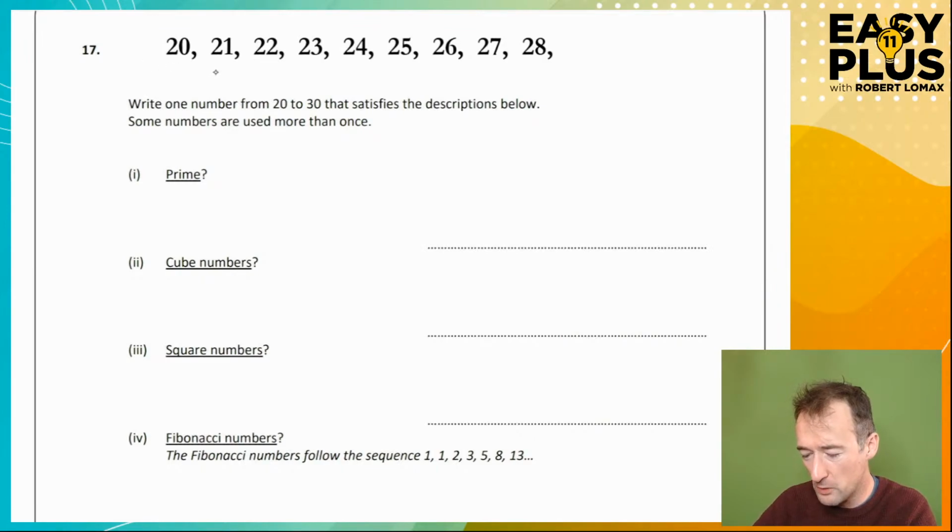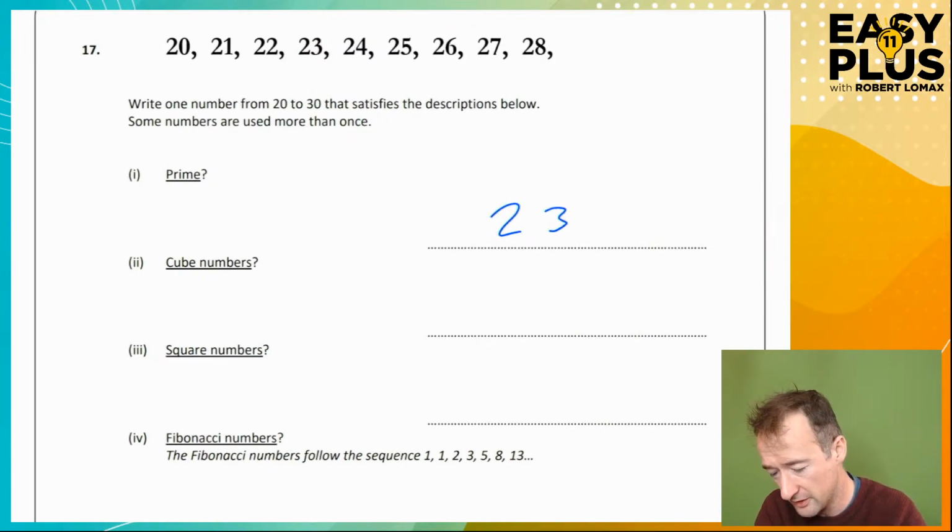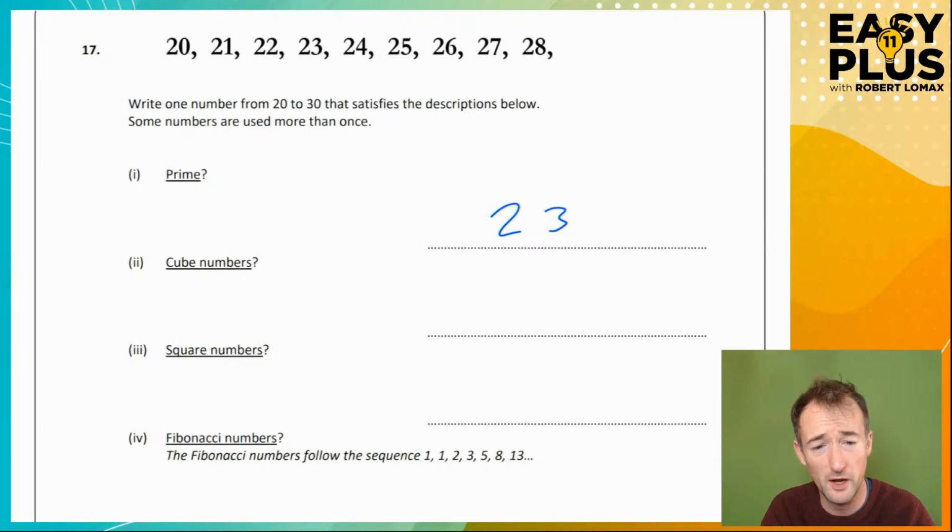Odd numbers. 21, nope. 3 and 7. 23, yes. Good. In fact, that's the only one you have got here, so you better have written 23 because otherwise you are wrong, like I was wrong on the question before.